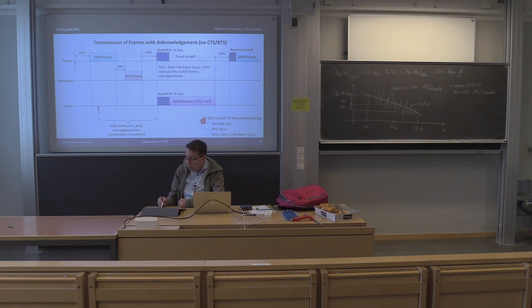So for 802.11 with 20 megahertz channel spacing, this is a typical Wi-Fi setup. Then the slot time is 9 microseconds. The SIFS is 16 microseconds, and the DIFS is 34 microseconds. So, 9, 16, and 34. Numbers are not important except that they are related like this.